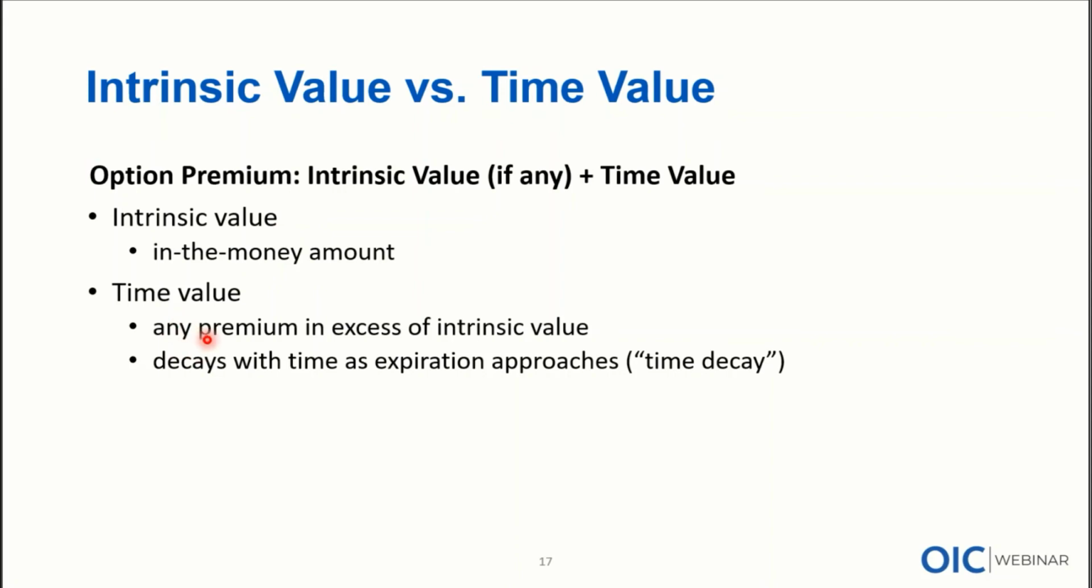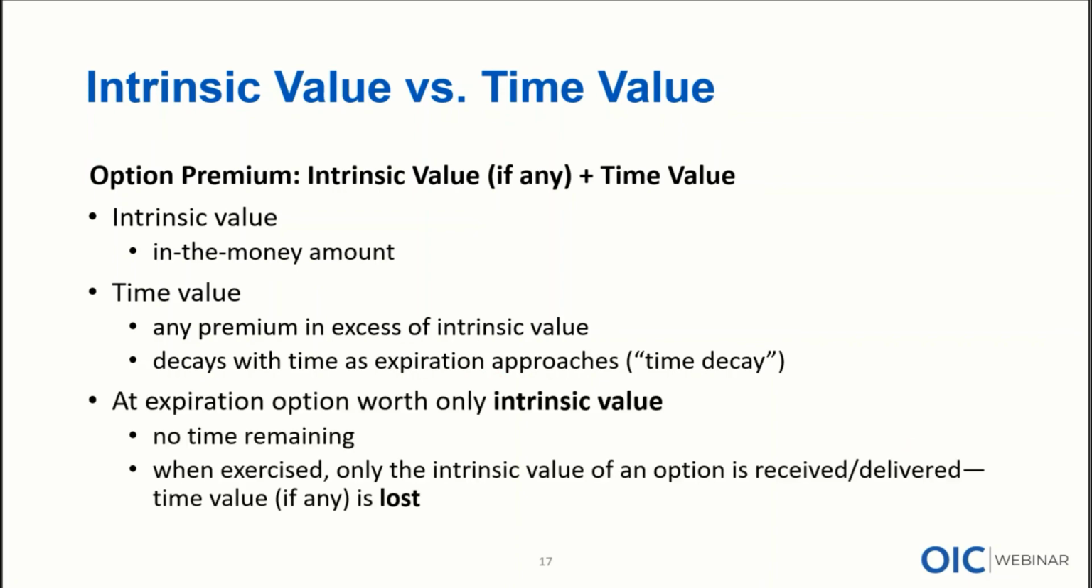Anything else, all of the additional premium in excess of intrinsic value is time value. For out of the money options and even at the money options that have intrinsic value of 0, of course, that means all of their value is time value. Once you've reached expiration, there is no more time. Nothing can change. Nothing can happen. We've got no time left. So options are only worth intrinsic value at expiration.